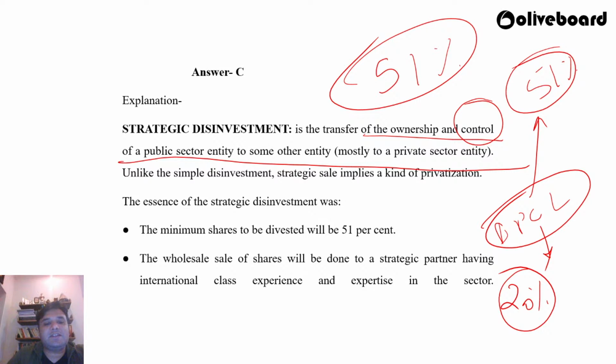Right, that is called as strategic disinvestment. So what is the essence of strategic disinvestment? It will lead to privatization.